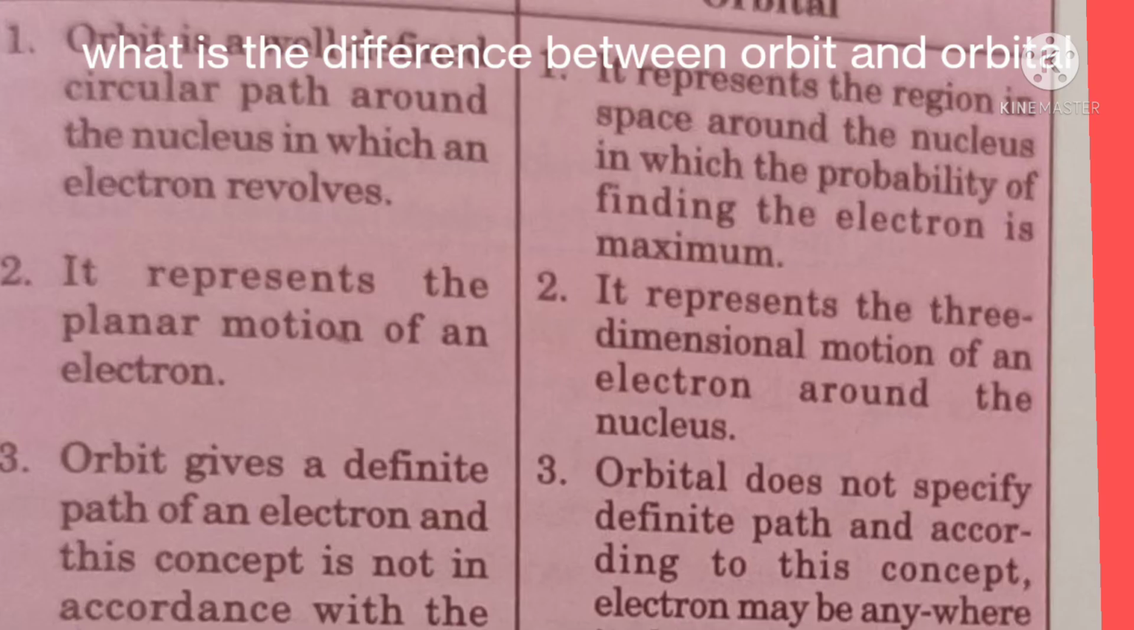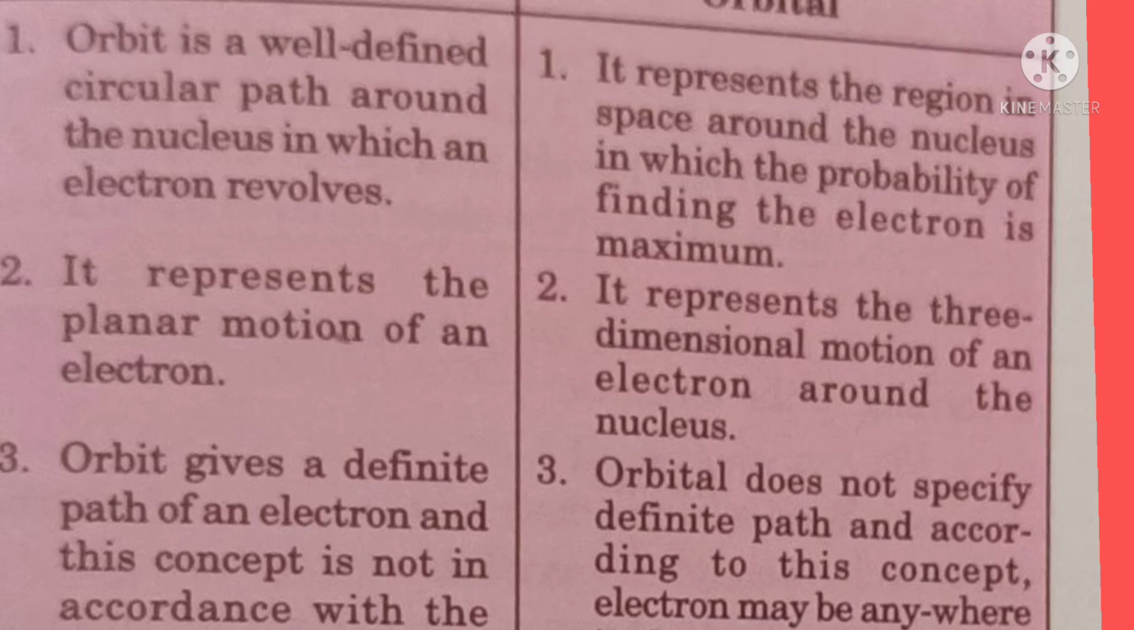What is the difference between orbit and orbital? So orbit is a well-defined circular path around the nucleus in which an electron revolves. Orbital represents the region in space around the nucleus in which the probability of finding the electron is maximum. Orbit represents the planar motion of an electron. Orbital represents the three-dimensional motion of an electron around the nucleus.